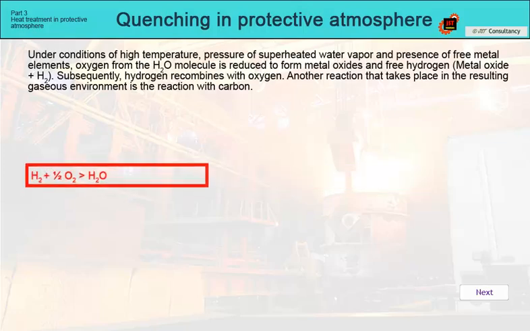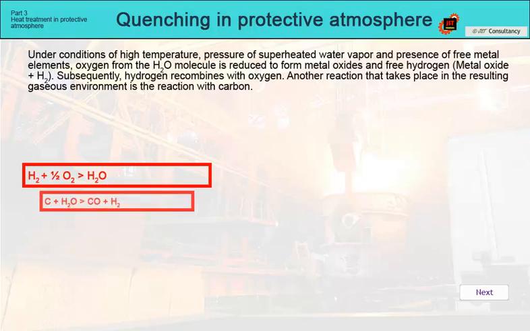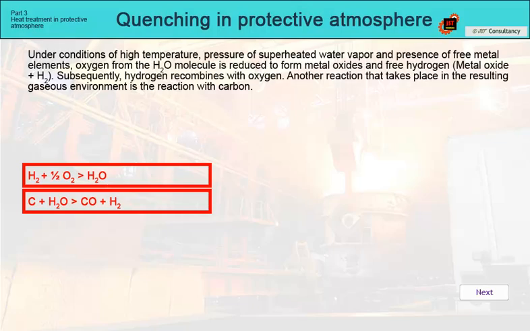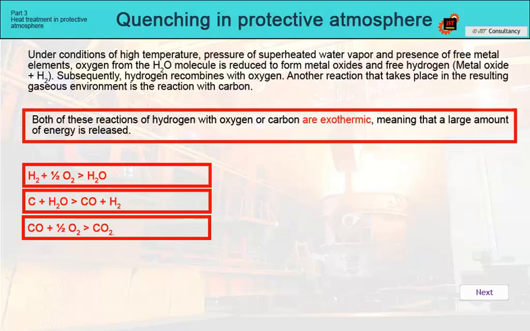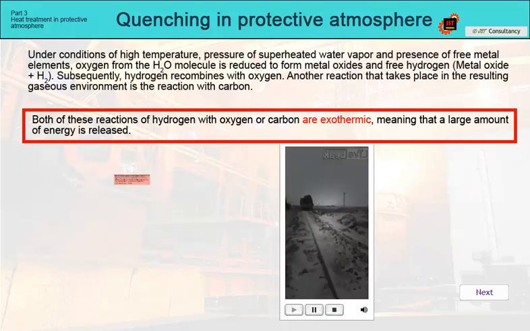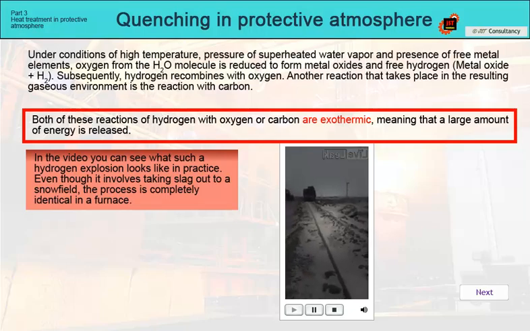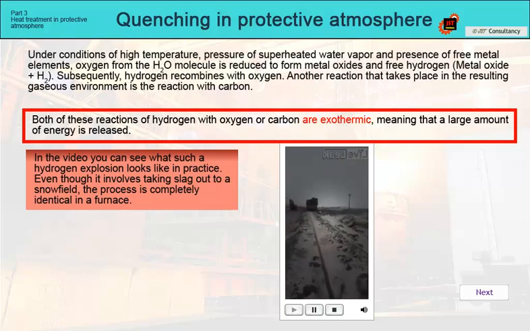Another reaction that takes place in the resulting gaseous environment is the reaction of carbon and water to form carbon monoxide and hydrogen. Carbon monoxide then binds with additional oxygen and forms carbon dioxide. Both of these reactions of hydrogen with oxygen or carbon are exothermic, when a large amount of energy is released. You can see an example in the video, where an explosion occurs when hot slag is taken out into a snowfield. Exactly the same thing can happen if a hot charge is immersed in oil containing more than 0.1% water.